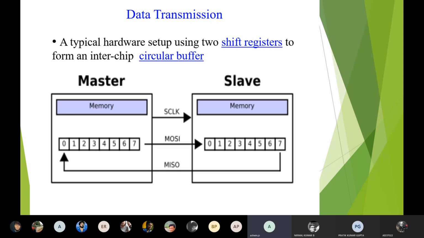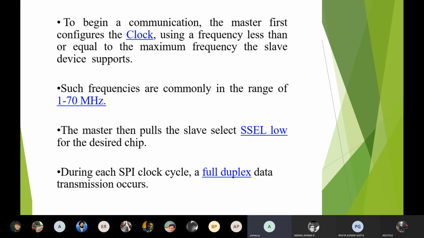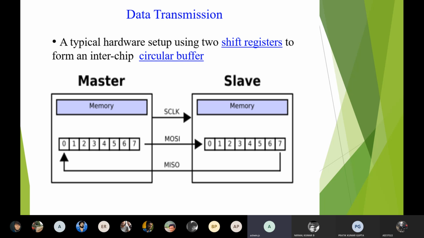Similarly, if the slave wants to transfer data to the master, look at that, the 7th position of your slave is connected to the 0th position of your master. So first it will send the 7, after that it will send the 6, 5, 4. So it will complete the data transfer. When it becomes 0, it is transferred to the master. At that time you may get the data.